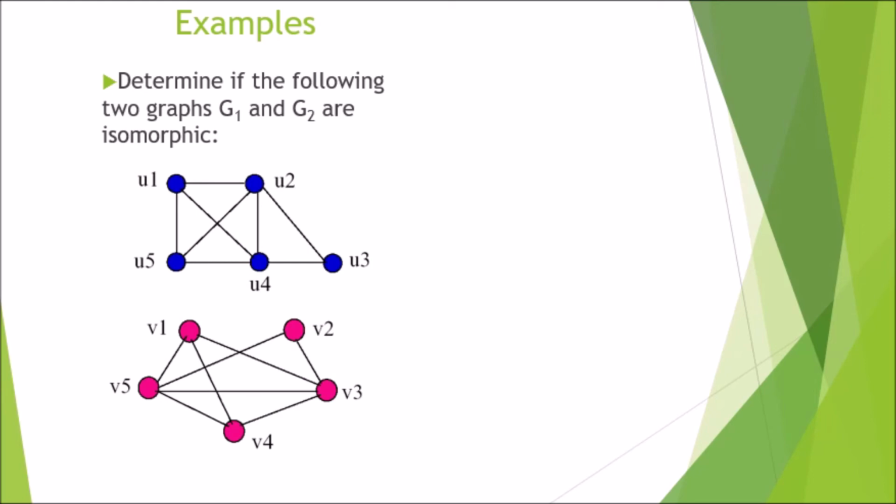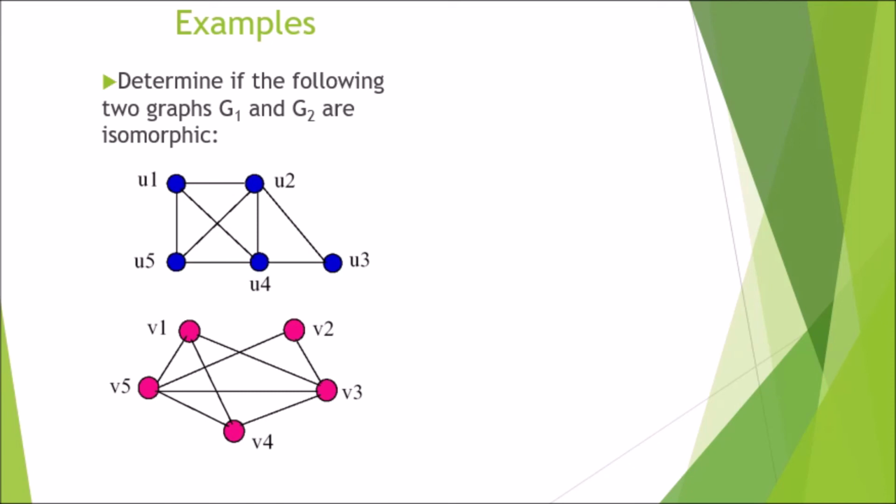Here is an example you can try on your own. Pause the video and try to compare these two graphs yourself. Use a pen and paper and find out the properties which are the same in these two graphs. Write down the number of nodes in these two graphs. As we can see, the nodes are equal, that is 5. Write down the number of edges in these two graphs. The number of edges in these two graphs is also equal, that is 8.